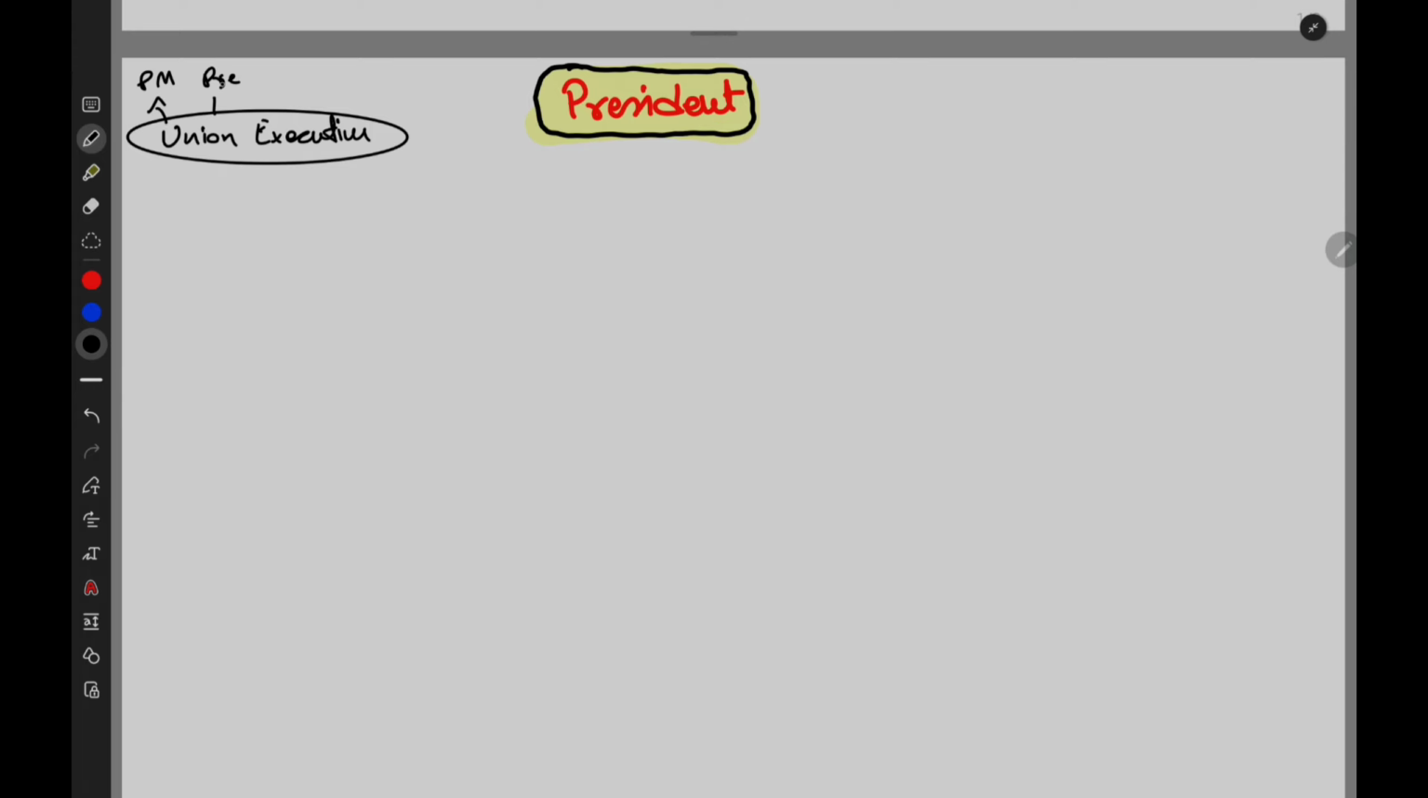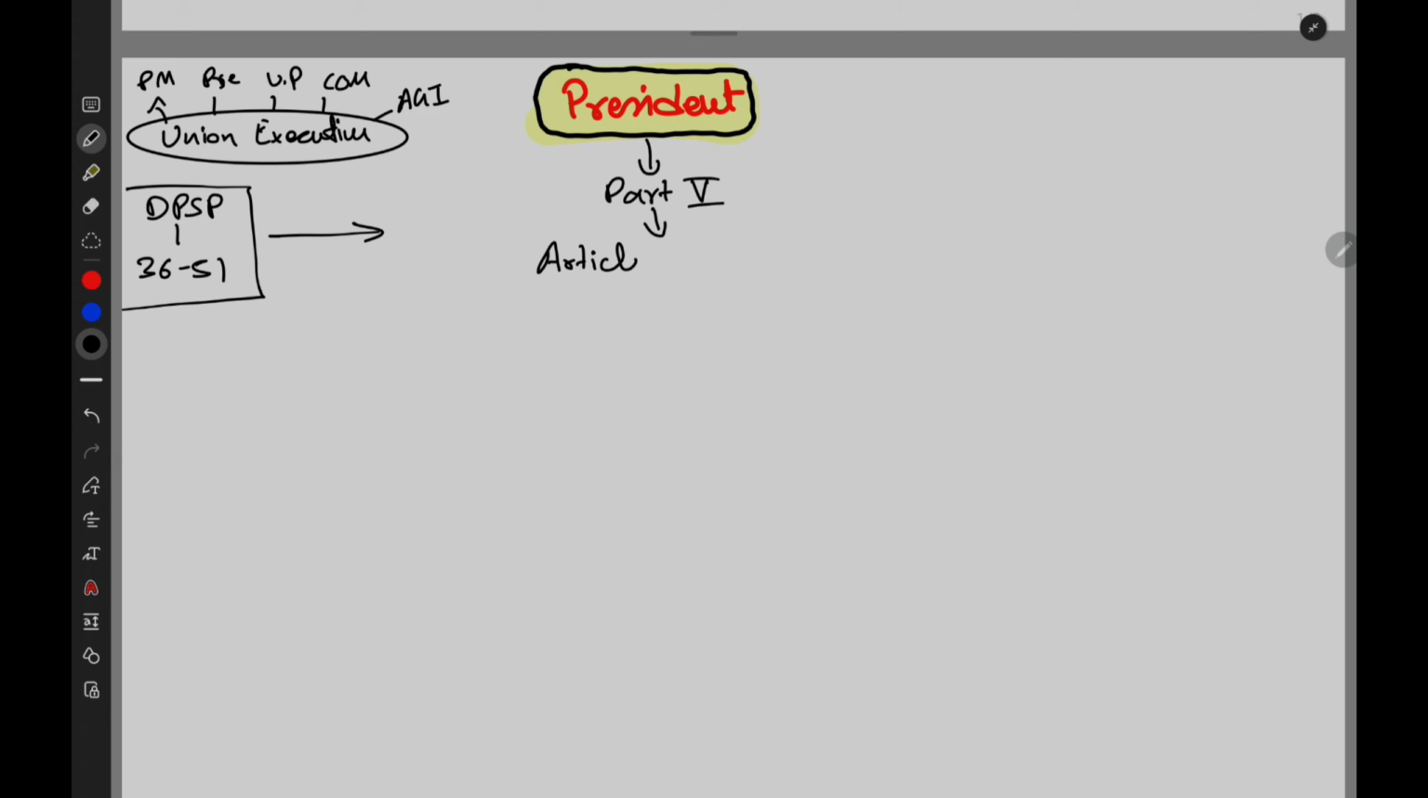The union executive consists of the prime minister, president, vice president, comptroller and auditor general of India. DPSP is under articles 36 to 51, and the president is under part 5, which is under articles 52 to 78.